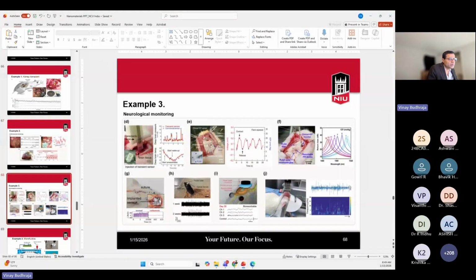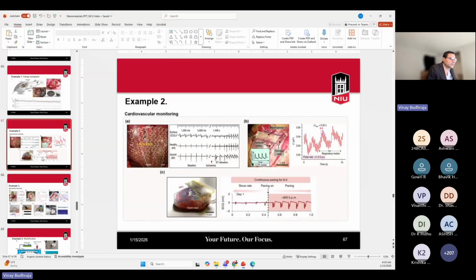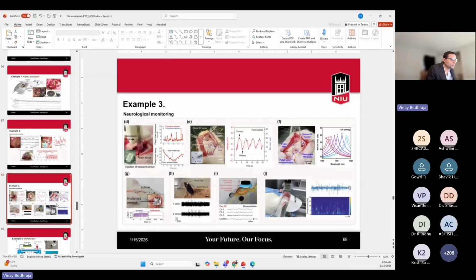Neurological monitoring, again, like for the biosensing applications, they are not at a very commercial stage at this time. They are in the growth stage. So most of the tests are being done on mice, rabbits, and in some cases on the pig heart. So mainly on animals.